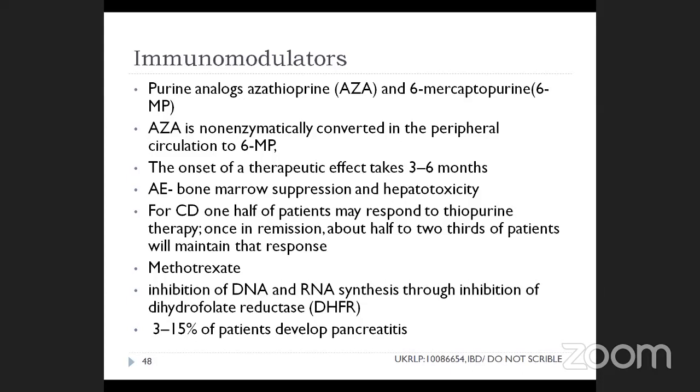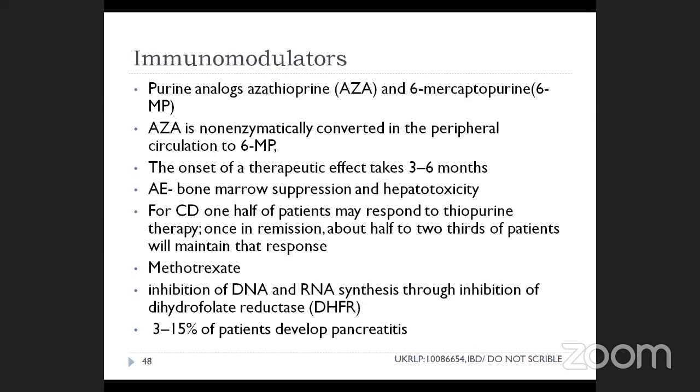And for Crohn's disease, patients may respond to therapy and go into remission. About half to two-thirds of the patients will maintain that response. So, in other words, immunomodulators are good for Crohn's disease. Initially, they do not respond, but later on, they can respond.